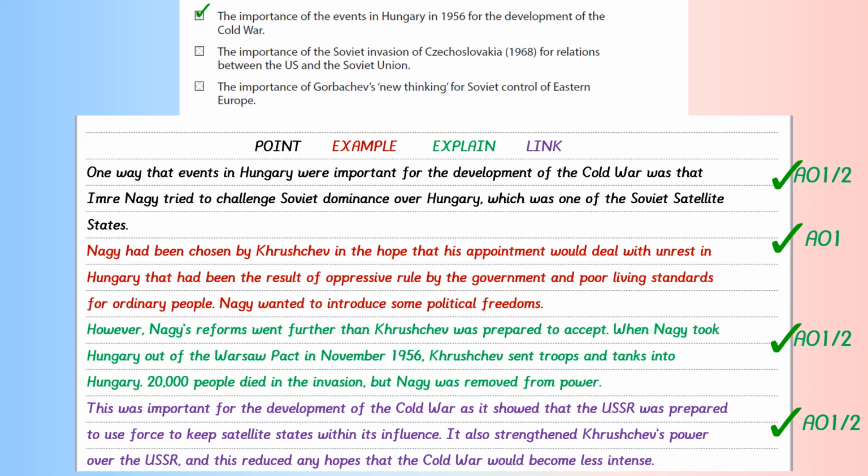Notice what I've done at the start of that purple section. I've actually rephrased part of the question. "This was important for the development of the Cold War." It reminds the examiner that I'm keeping my answer relevant. So far I've made a decent start with my answer. Now let's move on to another logical example to really nail down this question.